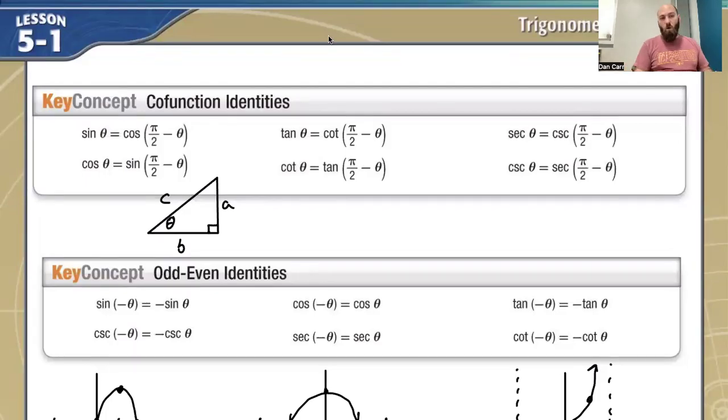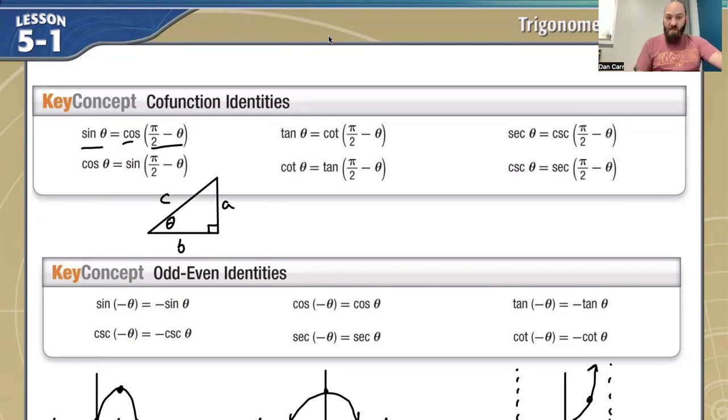Today we're going to be looking at 5.1 day 2. We've got some more identities to cover. To start, we're going to talk about our cofunction identities. These are things you have talked about in the past, but we want to label them as a specific identity. If we take the sine of theta, that's the same as the cosine of pi over 2 minus theta.